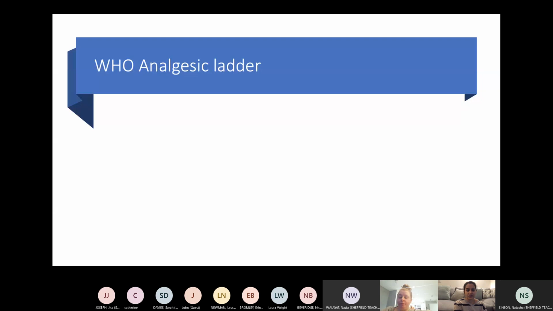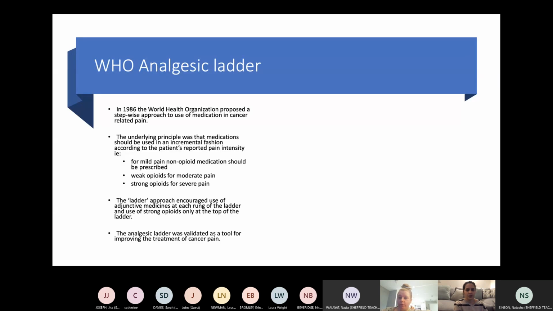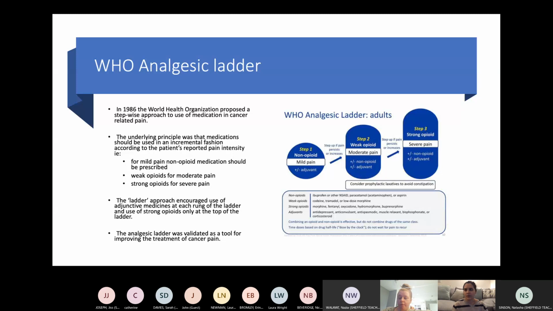So the first thing is just to go through a little bit about the WHO analgesic ladder, which I know probably a lot of people are aware of. But the first thing I think about when I think about prescribing analgesia is this, but actually I didn't really realise how out of date it is. And also that it wasn't really formed thinking about either acute pain or chronic pain. So apparently it was set up in 1986, and it's been validated as a tool for improving treatment of cancer pain, which is technically a different type of pain compared to chronic and acute pain and neuropathic pain.